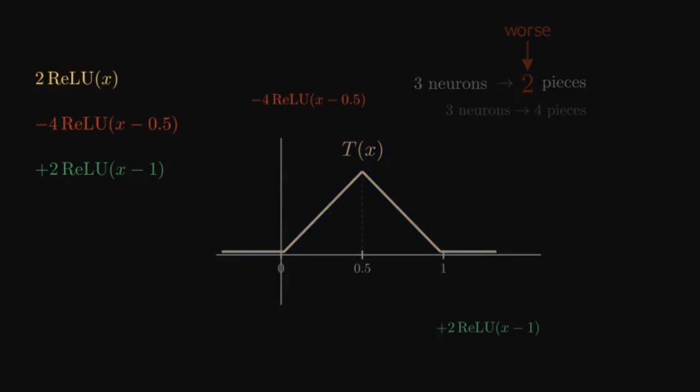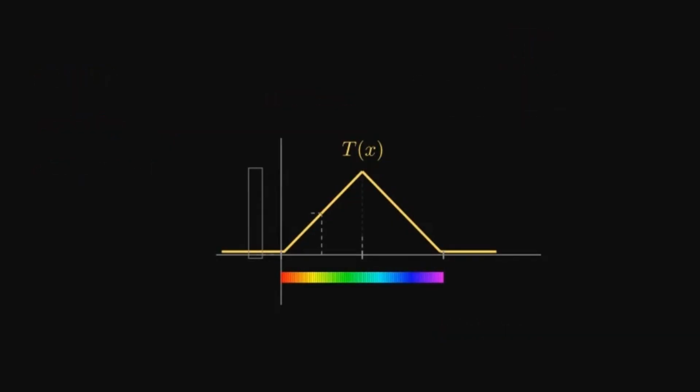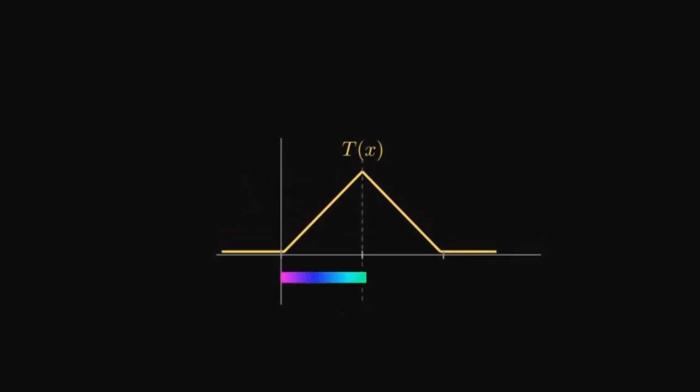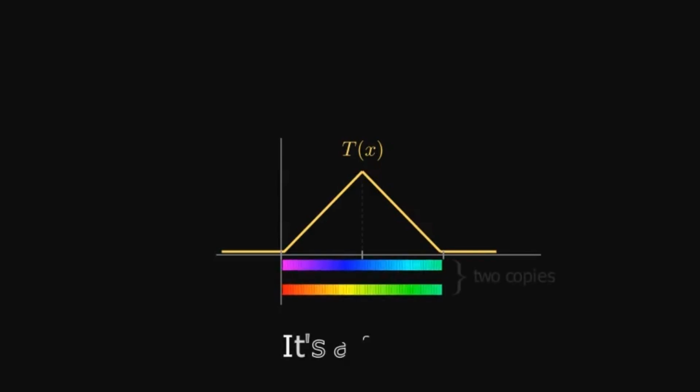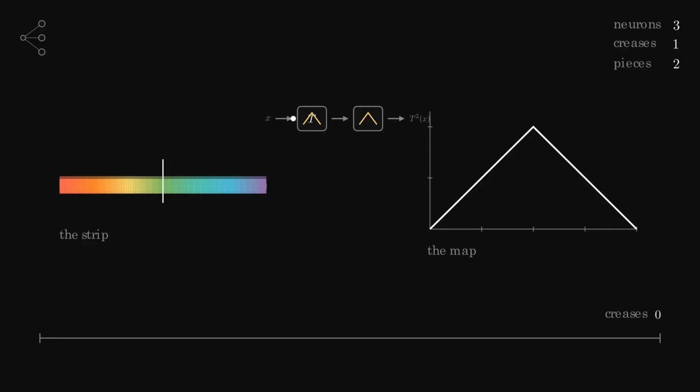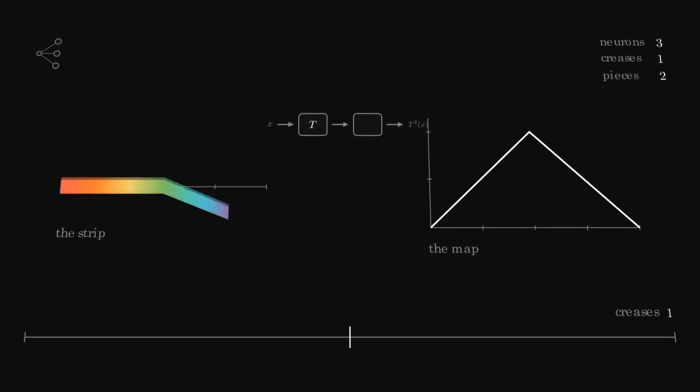But stop looking at it as a graph. Look at what it does to the input. Take the interval 0 to 1 and color it. Feed it through the tent. The right half comes back over the left. It's a fold. Now, feed the folded interval into another tent. Same 3 neurons, 1 layer deeper.